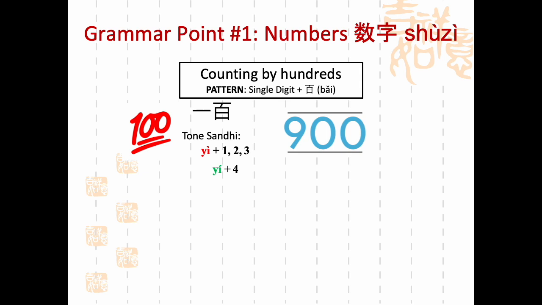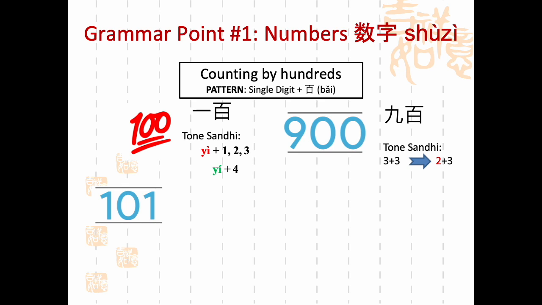900, 中文怎么说? 九百. And again, don't forget the tone sandhi rule. 2 third tones in a row. What happens is the first one becomes a second tone. So we've got 九百. Let's keep practicing.